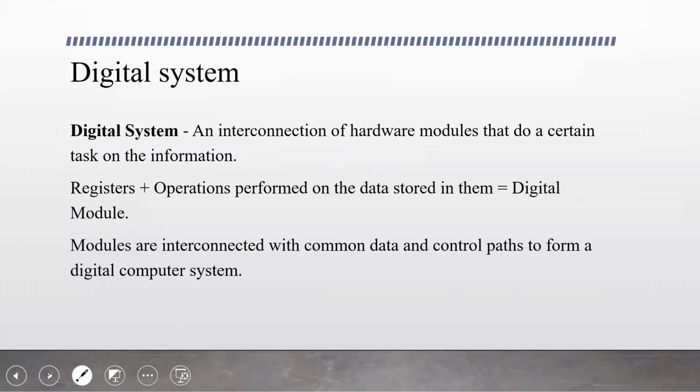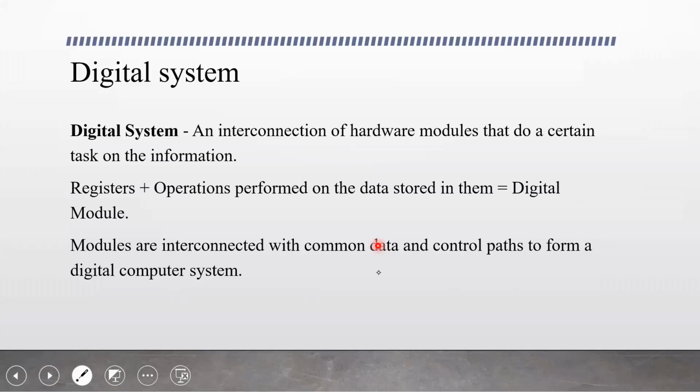Okay, so here we have seen what a digital system is. It is an interconnection of modules. We consider a digital system as a component that has subcomponents. Modules are subcomponents that do a certain task, like an information processing task on the information.